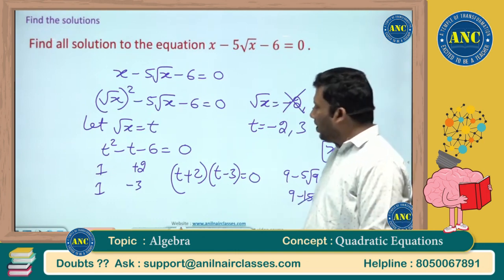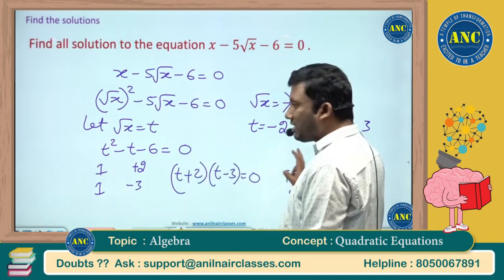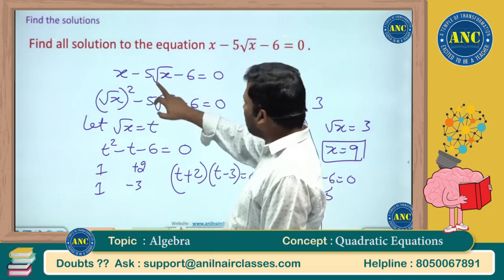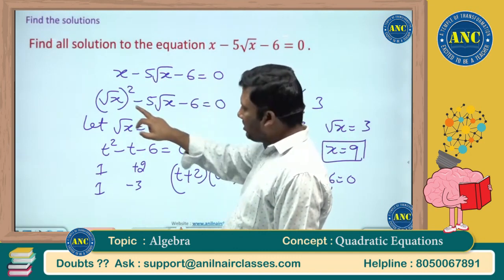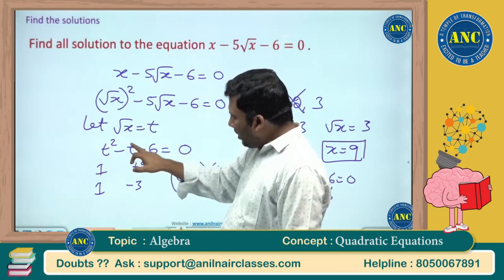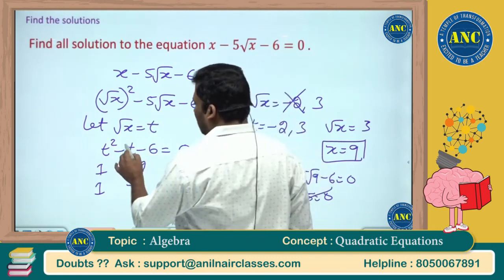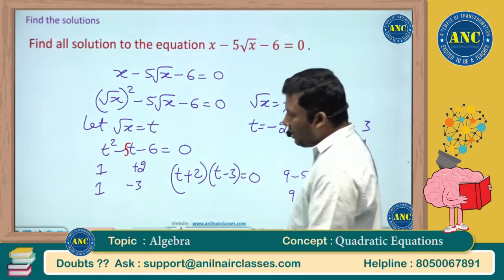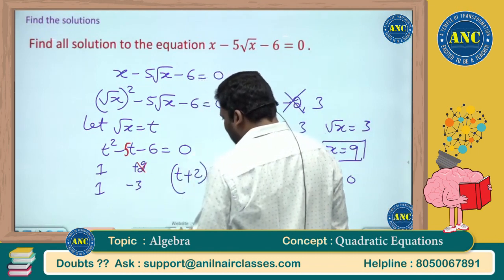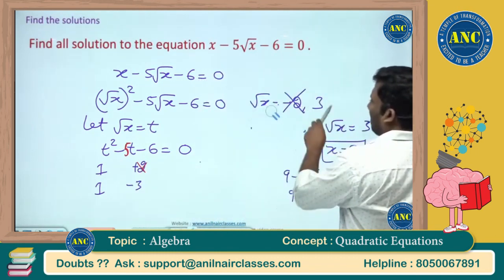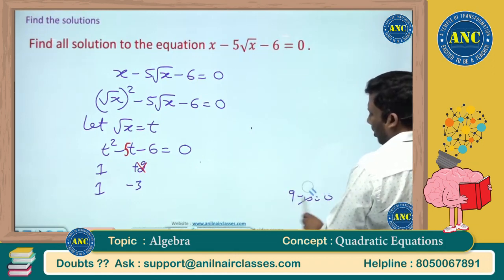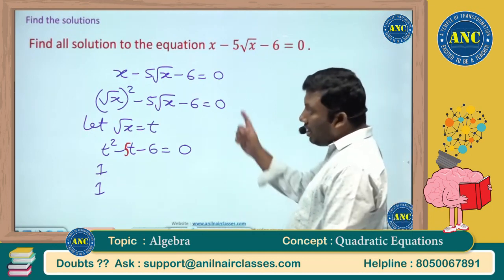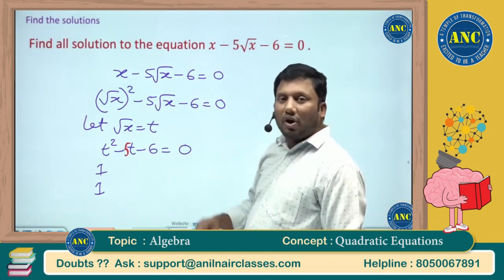That means probably we could have done a calculation mistake somewhere. After you get the answer, please cross check it. This is root x whole square minus 5 root x minus 6. Root x is t. So t square minus 5t. It is minus 5t. That is the reason. Once you get the answer, always cross check it. Your experience only will tell you whether you are going in the right direction or not. It should satisfy the equation. We forgot to do 5t.